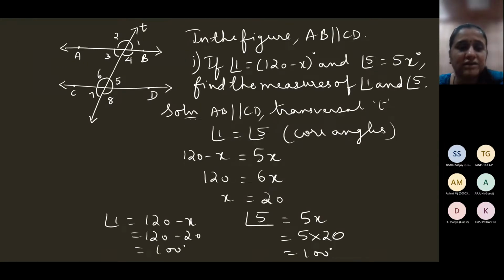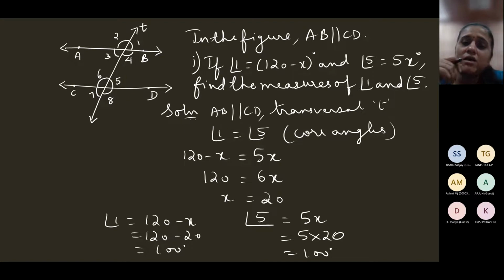Is there any connection between 1 and 6? No. But what do you say about 1 and 3, children? 1 and 3 are vertically opposite angles, so they're equal. Whatever is 1 is 3, right? Now can you bring a relation between 3 and 6? Co-interior angles, ma'am, and they're supplementary.